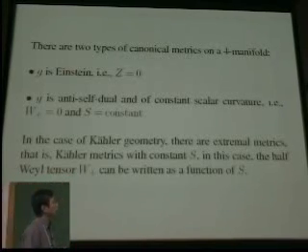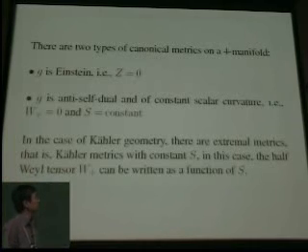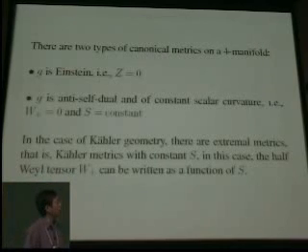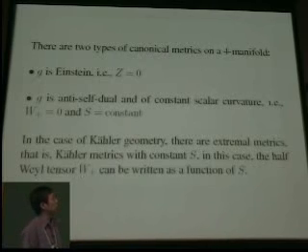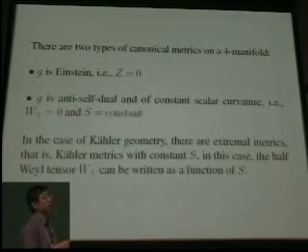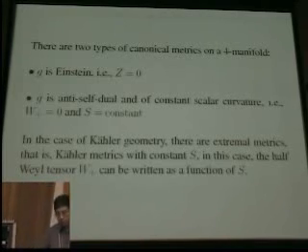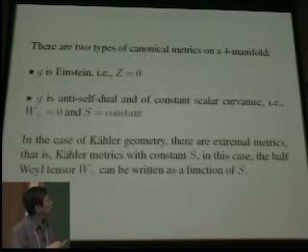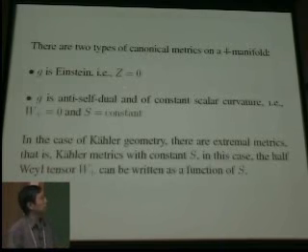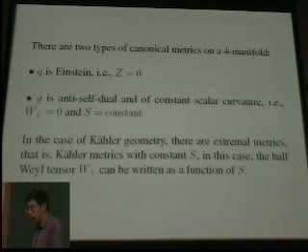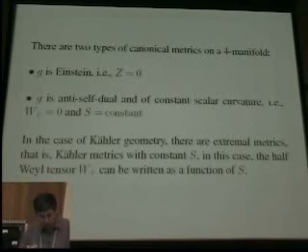So in the case of Kähler geometry, there are also extremal metrics. That is, Kähler metrics with constant scalar curvature. In this case, W plus is very similar to this. The half Weyl tensor W plus can be written as a function of S. So instead of 0, it's determined by a function of S, so it's just some constant. So these are canonical metrics. Anti-self-dual basically also in some sense can include Kähler metrics. Anti-self-dual things are already studied a lot in the geometry of four-manifolds.